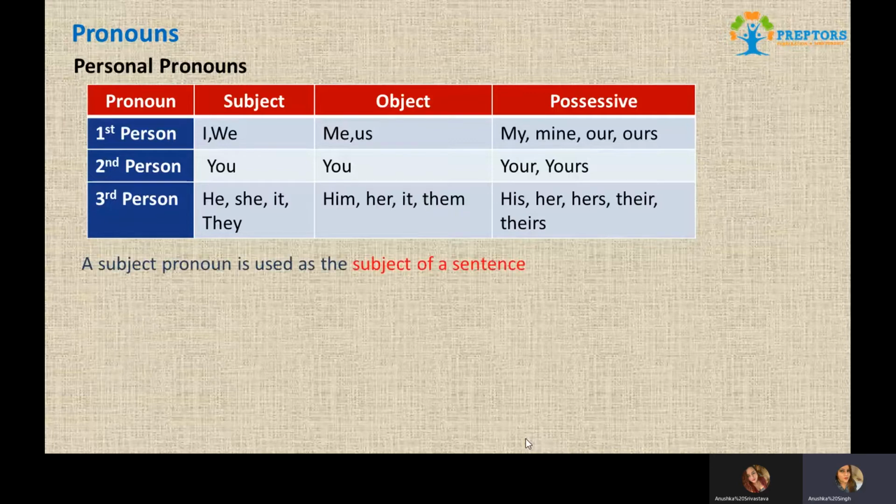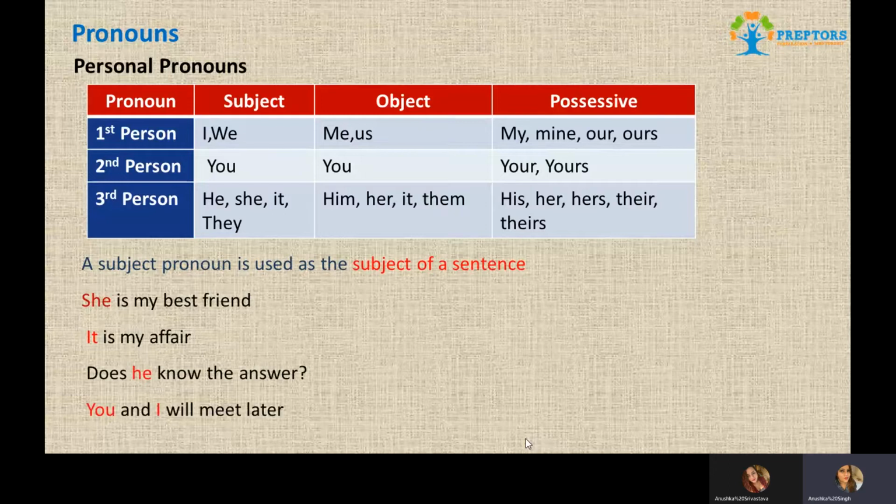Let us see some examples of subject pronoun. A subject pronoun is nothing but the subject of a sentence, like: she is my best friend, it is my affair, does he know the answer, you and I will meet later. So in this case, she, it, he, all are third person. You and I make it first and second person.